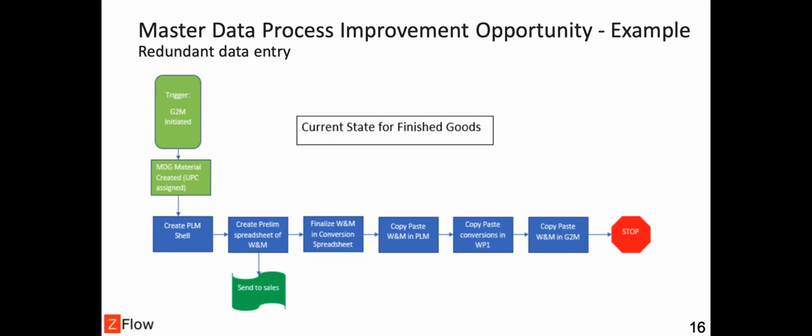Then they would put all the data from the spreadsheet into each of our systems, which are PLM, WP1, and go-to-market. Okay, so that's what those initials all stand for. That's three different systems that all get the same data. So now they've keyed this data into a spreadsheet, then into PLM, into WP1, and into go-to-market.